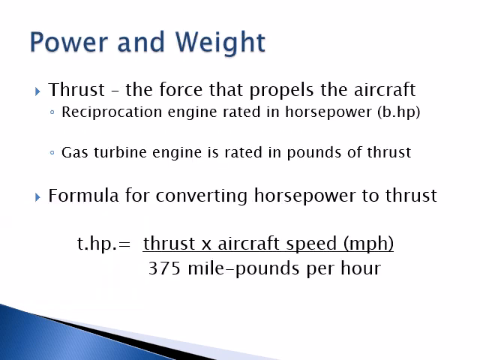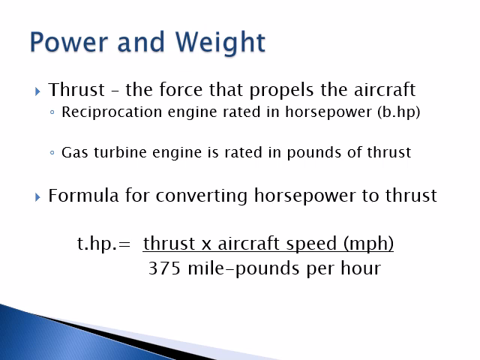Power and weight are critical factors in aircraft performance. Thrust is the force that propels the aircraft forward, and it's measured differently depending on the engine type. Reciprocating engines are rated in brake horsepower, bhp, which reflects the usable output. In contrast, gas turbine engines are rated in pounds of thrust.